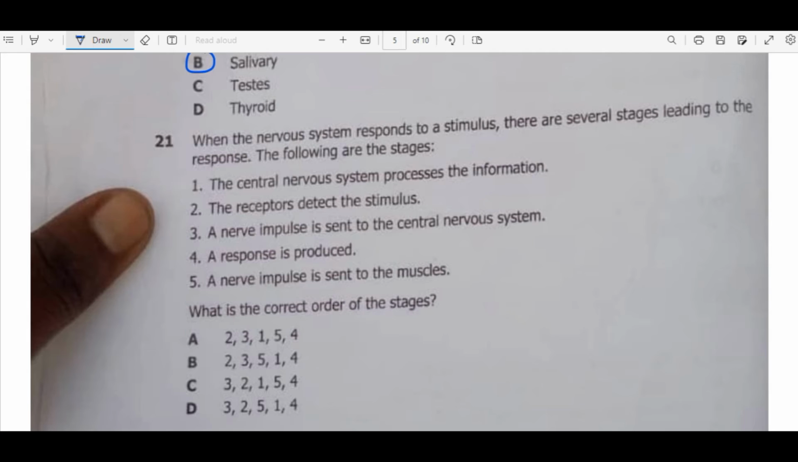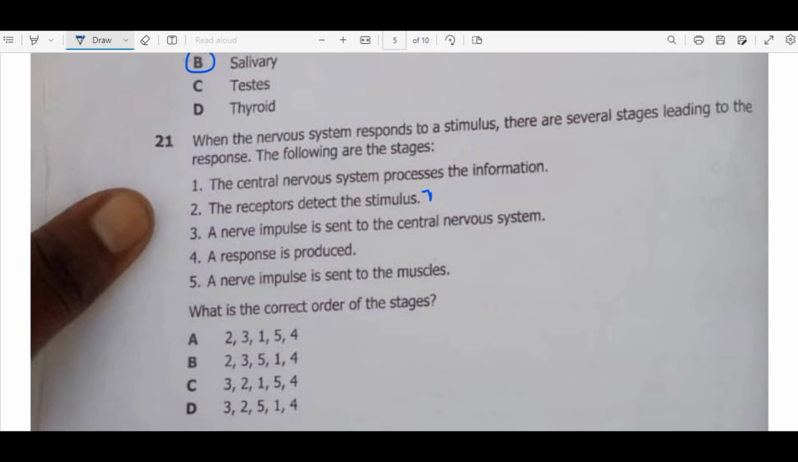When you look at the first one, the receptor will detect the stimulus. Let us give an example of the skin. The skin will detect maybe anything, and from there it will be sent to the central nervous system. The central nervous system then will react, and you're going to react as an individual. So this is the first one.